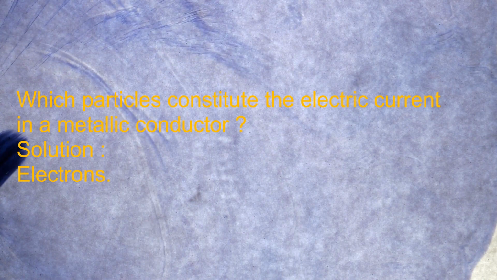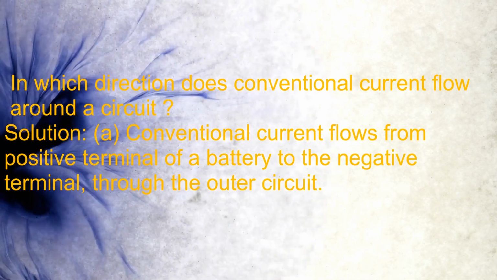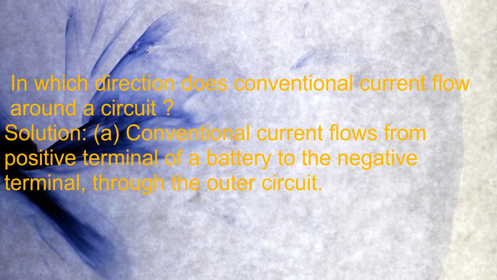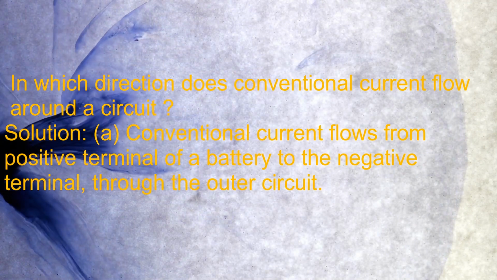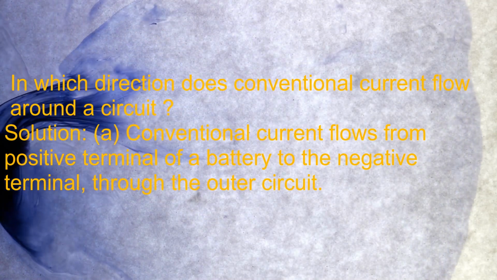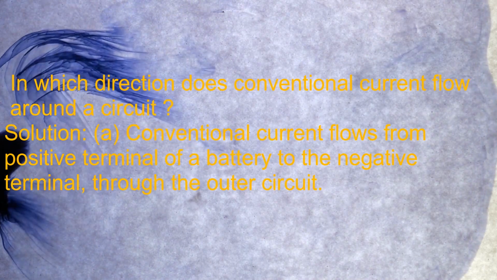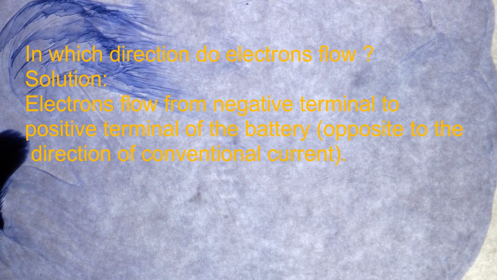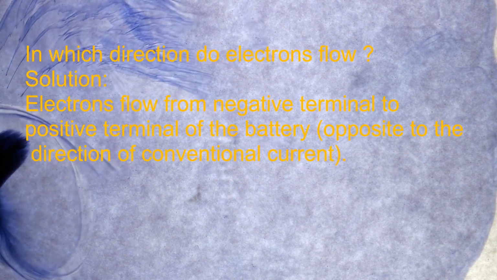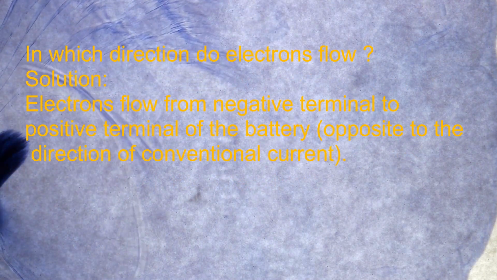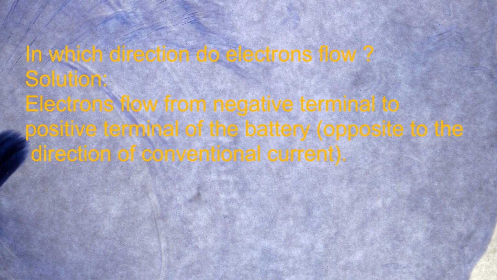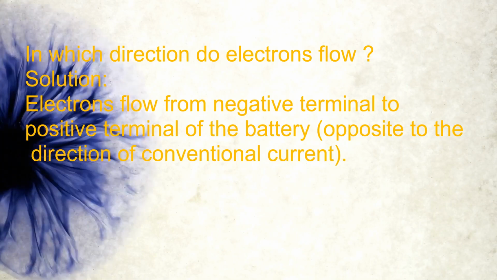Solution: electrons. A. In which direction does conventional current flow around a circuit? Solution: A. Conventional current flows from the positive terminal of a battery to the negative terminal, through the outer circuit. B. In which direction do electrons flow? Solution: B. Electrons flow from the negative terminal to the positive terminal of the battery, opposite to the direction of conventional current.